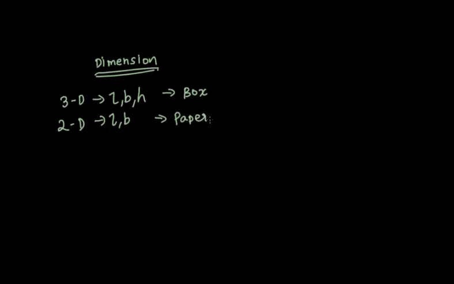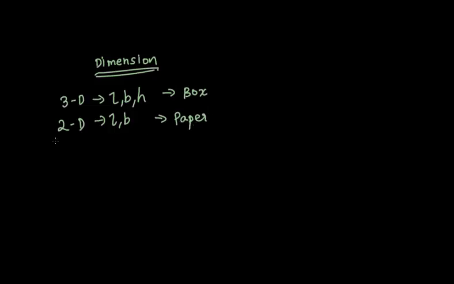Before I continue, I just want to review what we did in the previous video. We discussed the three dimensions. A 3D space contains length, breadth, and height. The example was the box that we discussed. And 2D space contains only length and breadth. The example we gave was a paper, or anything. You can think of anything. This is one example that came to my mind.